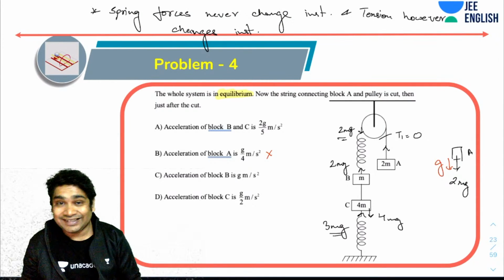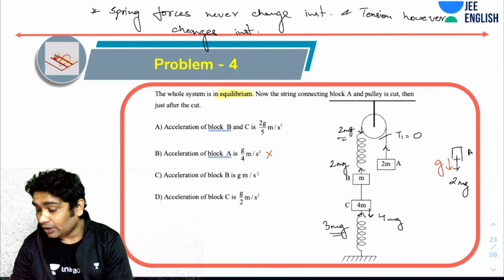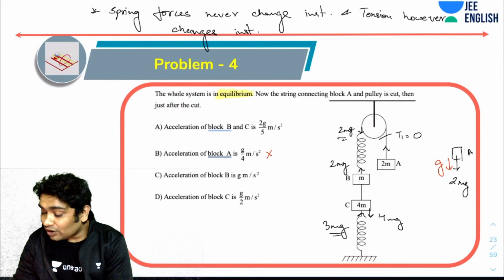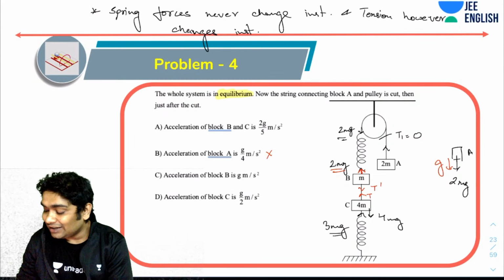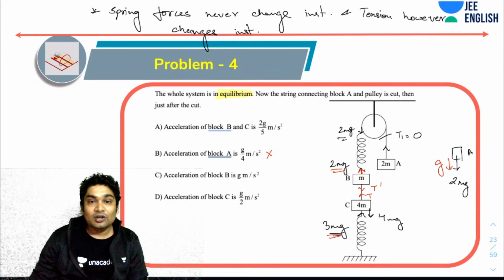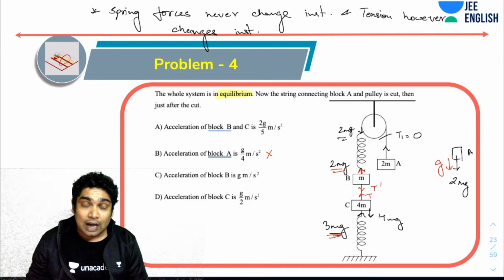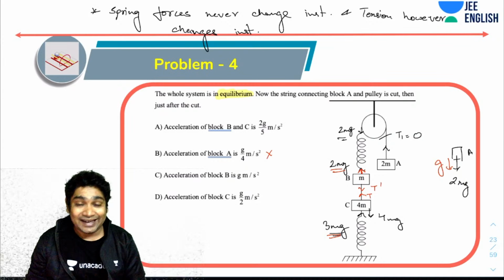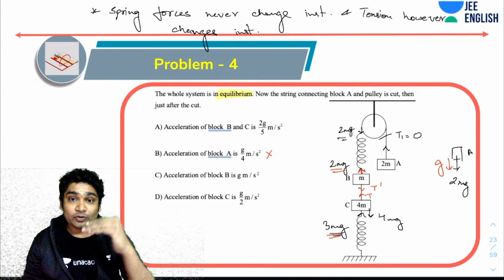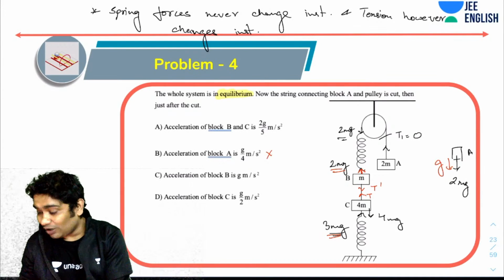So let's assume that this tension becomes T. This force would not have changed. So this spring is still applying 2 mg on this. And let's say that there was some tension T dash here and tension T dash here, and this spring was again still pushing it with a 3 mg. Now B and C, because they are connected with a string, would want to move together only. Okay, so let's see what happens now.